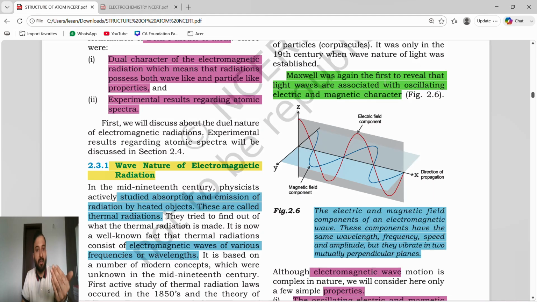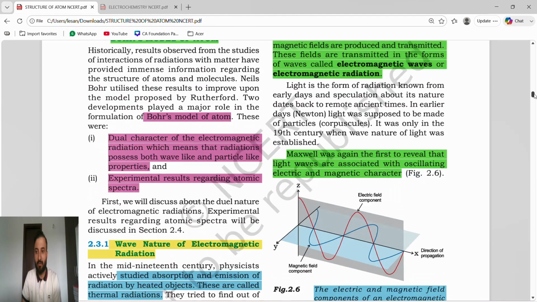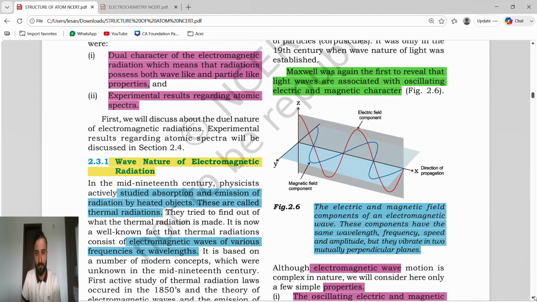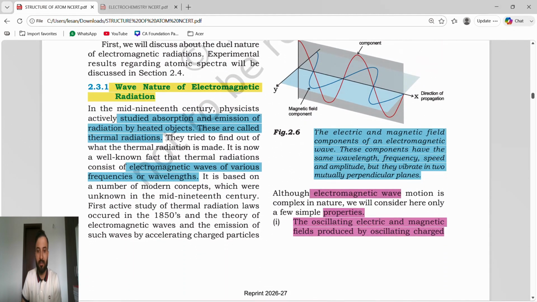If electrical field is there, then it will show electric character. If magnetic field is there, then it will show magnetic character. So that's why we are using both electrical and magnetic, so it's called electromagnetic. The radiation will flow in the form of wave, so we can say electromagnetic wave or electromagnetic radiation. This is the same thing, guys: electric and magnetic field component of electromagnetic wave, like this.